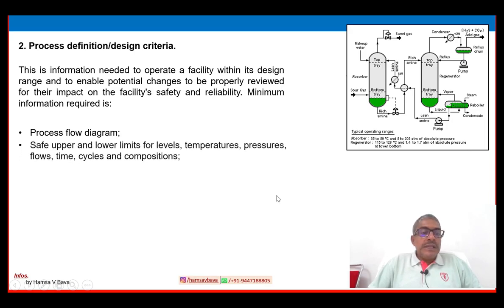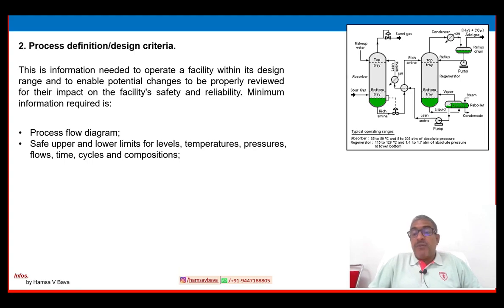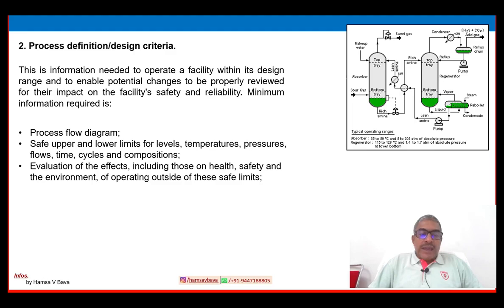Then safe upper and lower limits of level, temperature, pressure and flow, time, cycle and composition. Some PFDs may provide that, some may not, but another drawing, the P&ID, can provide these details. So various safeguarding conditions like process variables, level, temperature, pressure and flow mainly. Some other composition as well will give the details of safeguards and operating parameters. Evaluation of the effect, including those on health, safety and environment of operating outside of this safe limit.